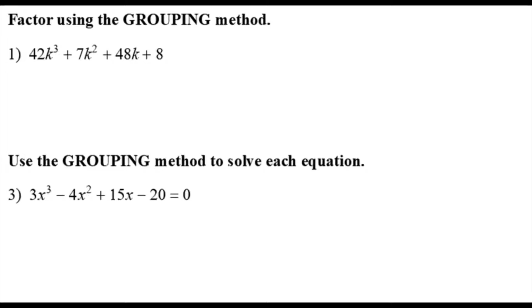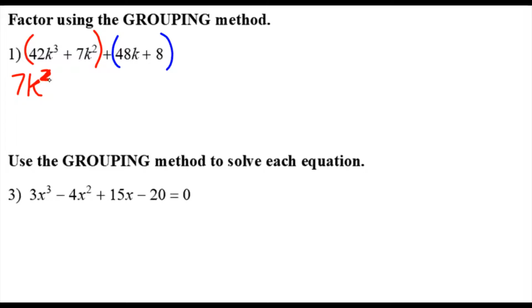Here's how the grouping method works. Split the problem into two groups, the first two terms and the last two terms. And we're going to do a GCF, but we're going to do GCF on the two groups. So look at the first group. 42k to the third plus 7k to the second. Both of those terms are divisible by 7k to the second. That's the GCF of that first group.